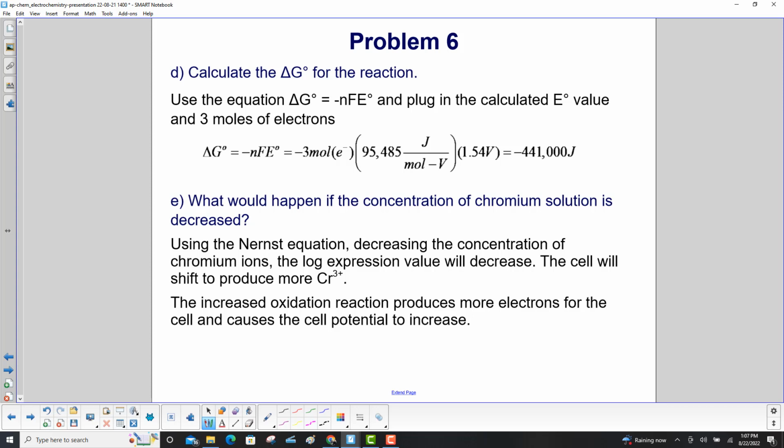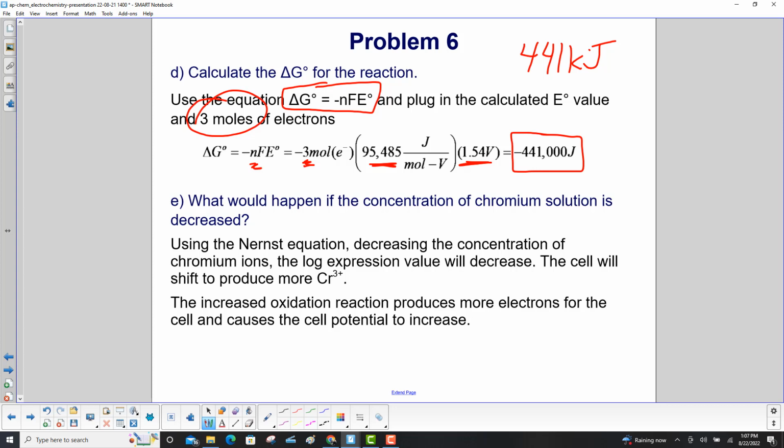Calculate delta G naught for the reaction. Use this equation here. Delta G naught is minus NFE, and plug in the calculated E naught value. And we have 3 moles of electrons. So that's the value of N. Here's our Faraday constant. Here's the voltage we found, and we get minus 441,000 joules, or I think most of the time we do this, put it into kilojoules. Either answer is good.